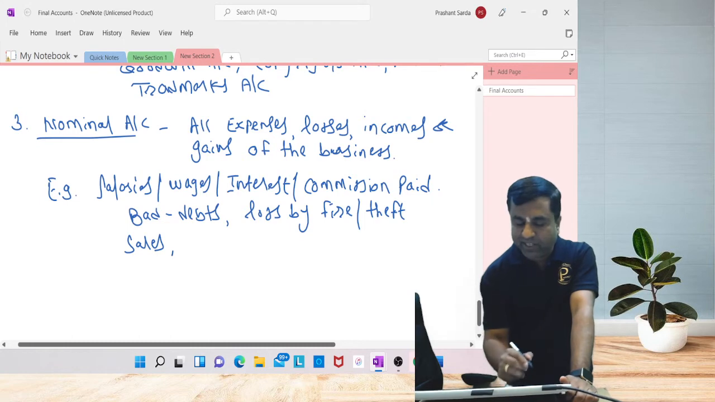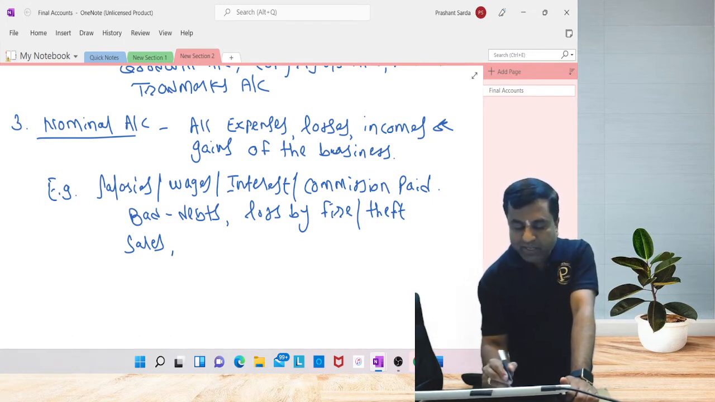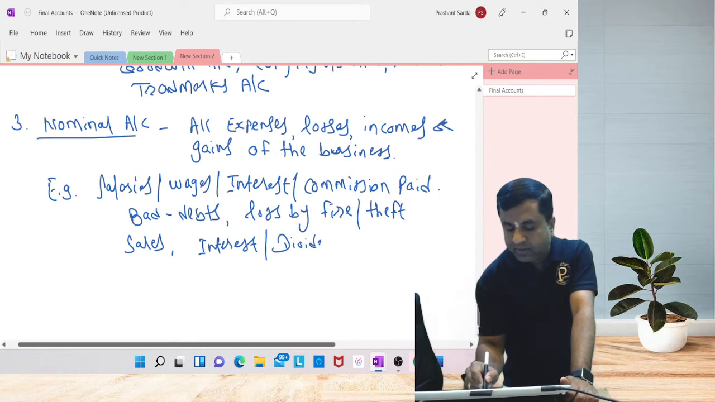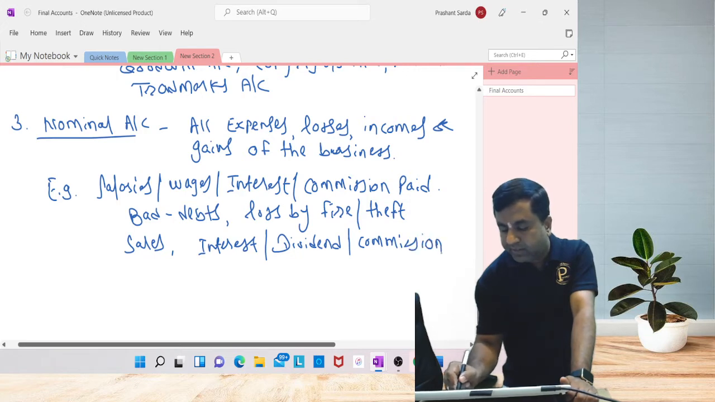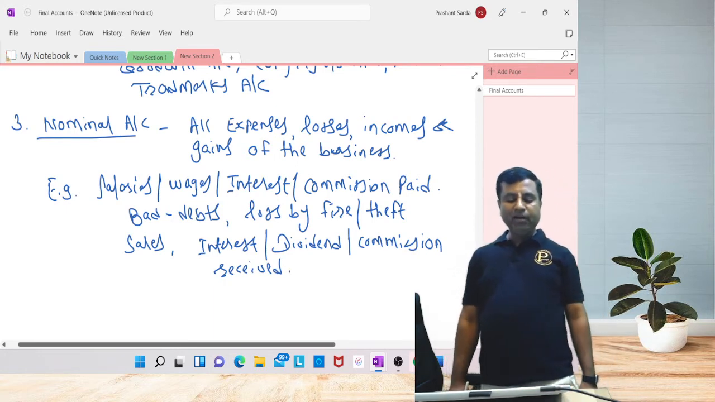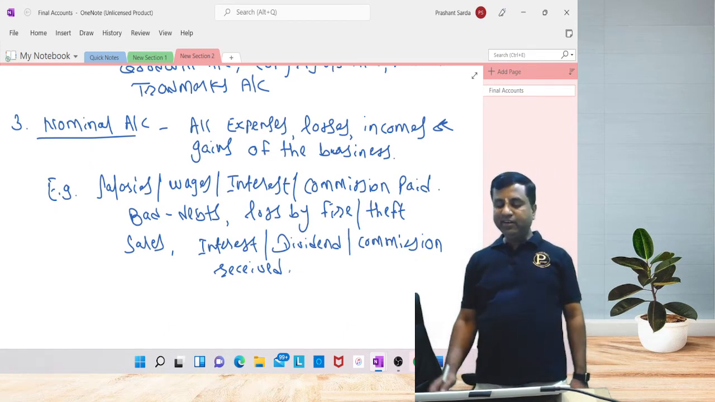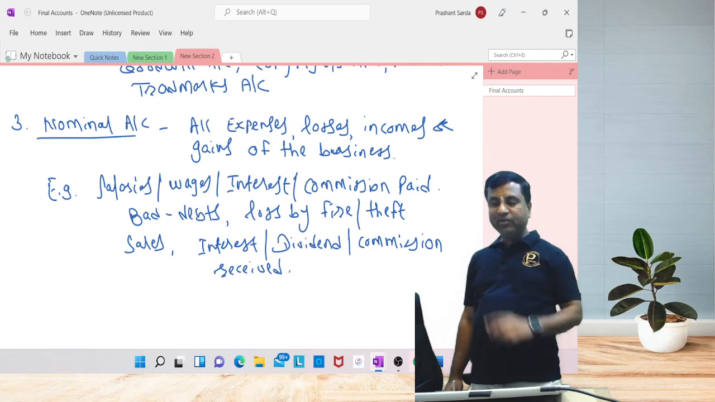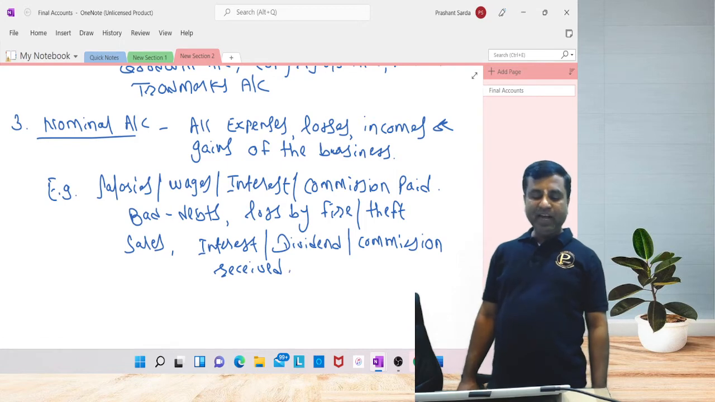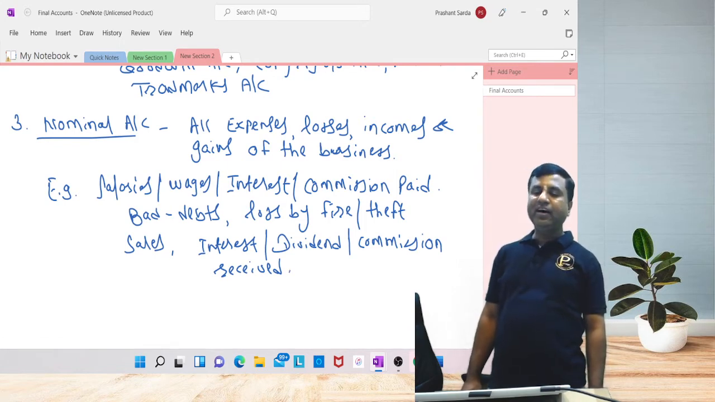What are indirect incomes? That was direct income. If we talk about indirect income, it is usually interest, dividend and commission. If these are received, obviously this is your income, and at the same time it is your nominal account. So do remember, students, all liabilities are usually personal accounts, assets are usually real accounts, and expenses, losses, incomes and gains are nominal accounts.